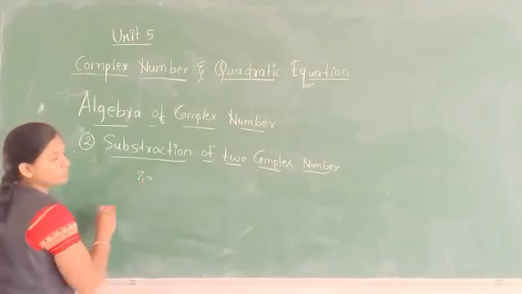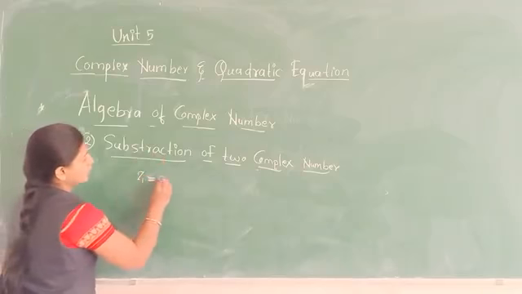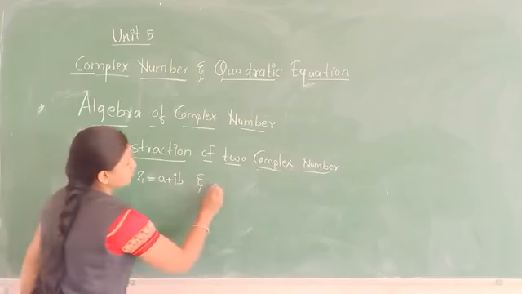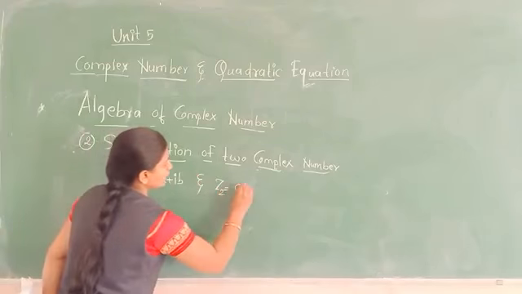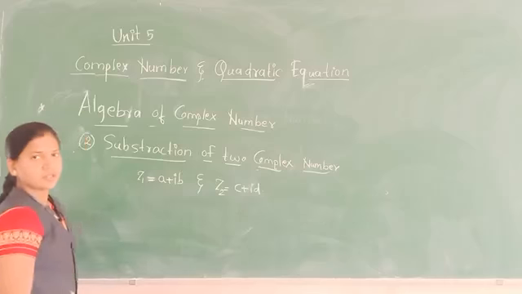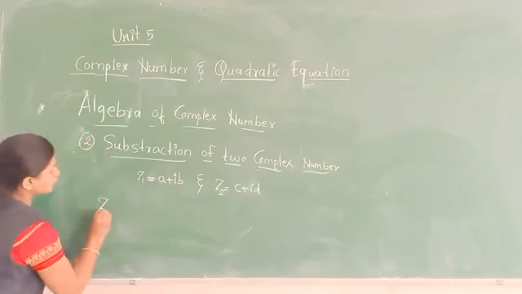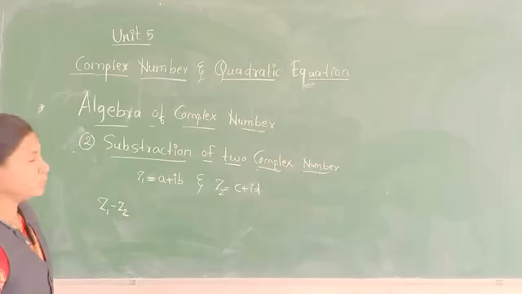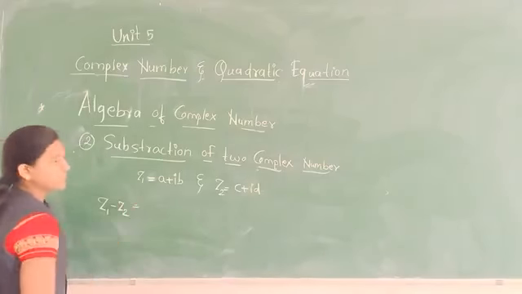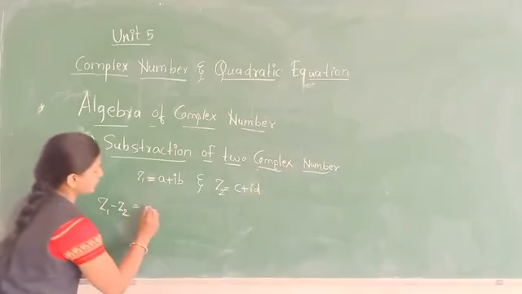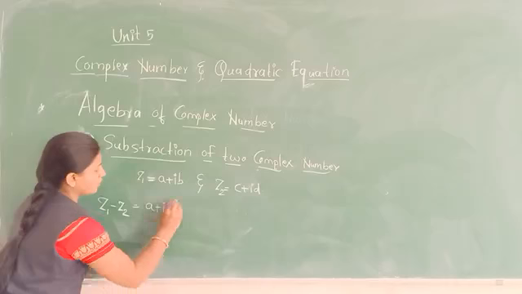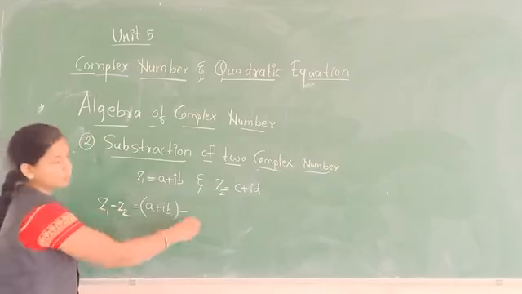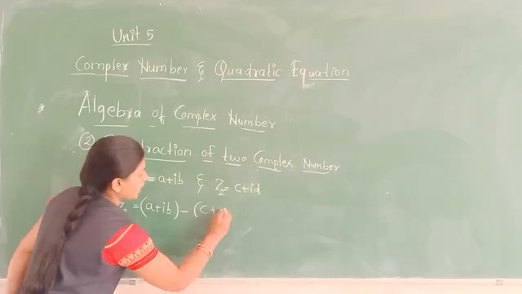That is Z1 is equal to a plus ib and Z2 is equal to c plus id. These are the two complex numbers. Then the subtraction of two complex numbers is Z1 minus Z2. Z1 minus Z2 is equal to, here Z1 is a plus ib, minus Z2 in bracket, c plus id.